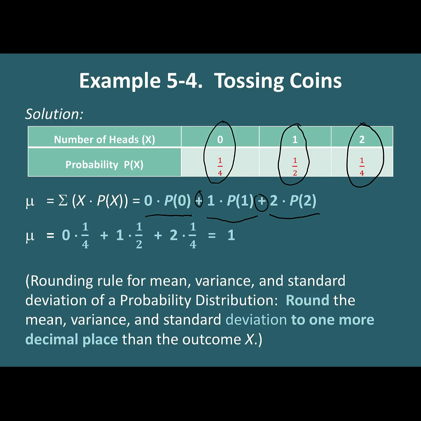Now for future reference, let's remind ourselves of the rounding rule. The rounding rule for the mean, variance, and standard deviation of a probability distribution is to round them to one more decimal place than the outcome x.